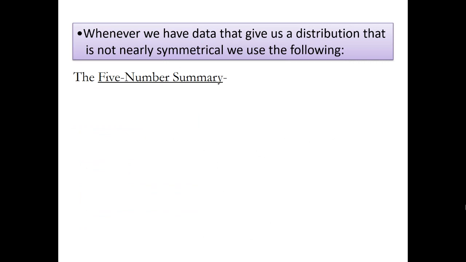Now, whenever we have data that gives us a distribution that's not nearly symmetrical, or not roughly symmetrical, we're going to use the 5-number summary to describe it. The 5-number summary is the minimum value, the Q1 of the data set, the median value of the data set, Q3 of the data set, and the maximum value in the data set.